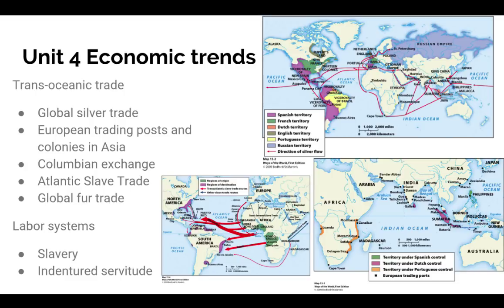So now we were in previous units talking about trans-regional trade, and now we're talking about trans-oceanic trade and this idea that due to new technologies, especially navigation and larger ships, they're now trading across oceans. And we have the global silver trade, that's shown in these red arrows here. We have the Atlantic slave trade and what's sometimes called the Atlantic system, the Columbian Exchange. And then again, here's these European trading post empires in Asia.